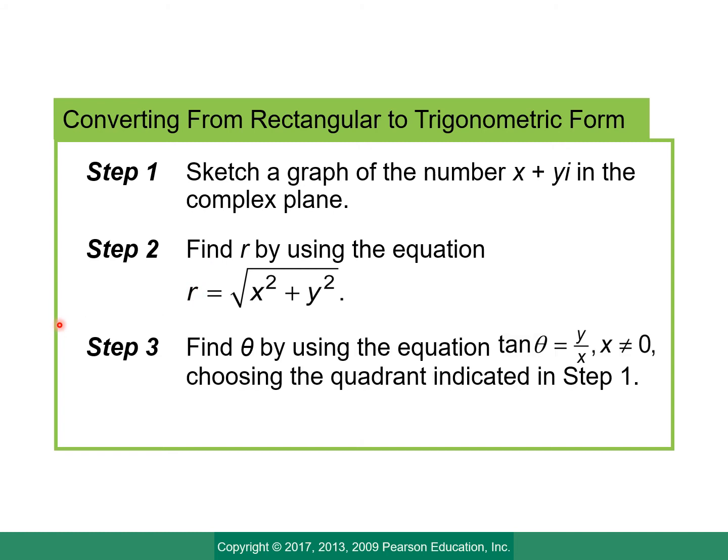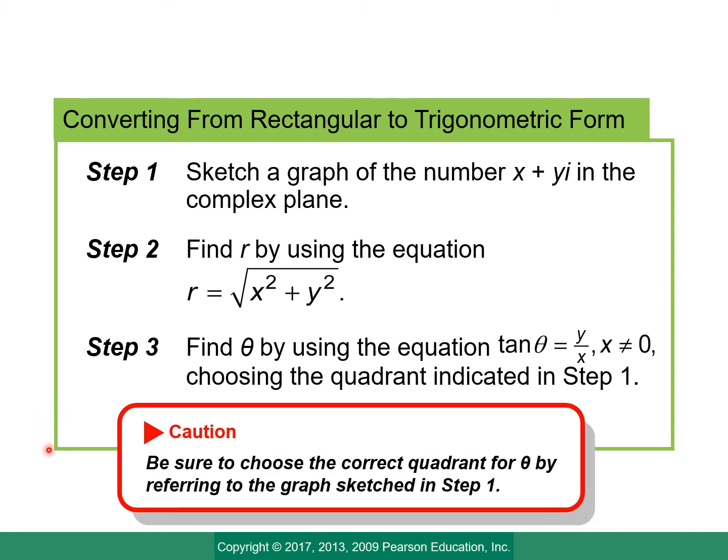And then the third step, you need theta. You always need an r and a theta if you're trying to get to trig form. So if we're trying to get to trig or polar form, we need r, which we get in step 2, and we need theta, which we're going to get in step 3 by using the fact that tangent of theta is y over x. If we know y and we know x, we just divide, and we know tangent theta equals that value. So you can use tangent inverse.